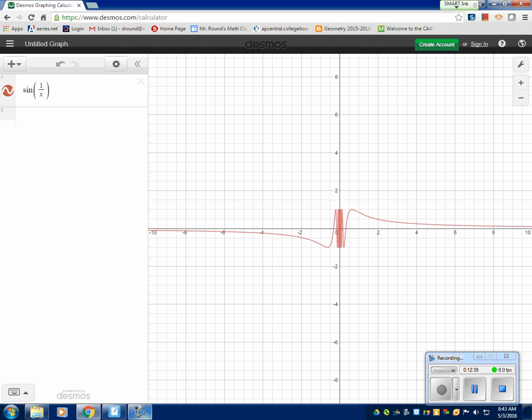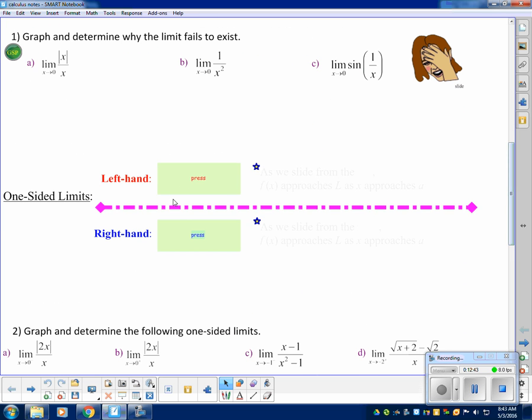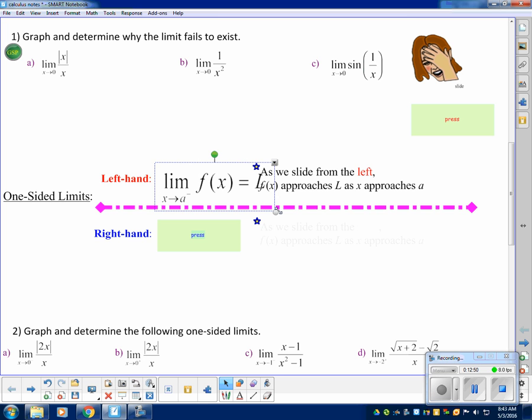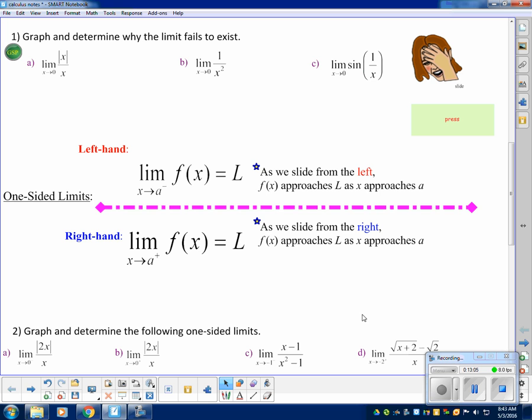Back to the notes here. Left-hand limit. I don't know if you can see this here. I'm going to make it a little bit bigger. So now you can see it. You see that little minus sign there? And on the right-hand limit, make it a little bigger. You'll see a little plus sign. And so we can have one-sided limits that exist, whereas the limit at that point A does not exist.